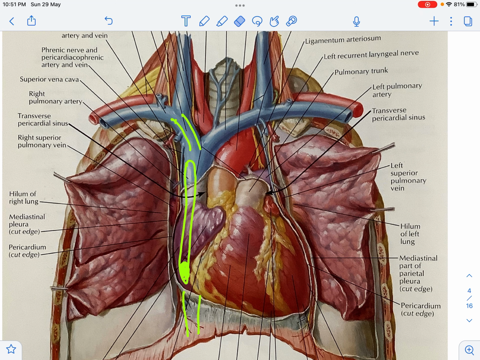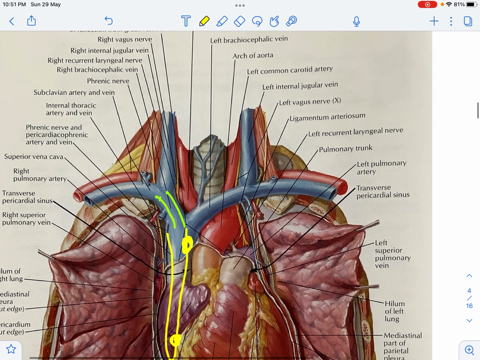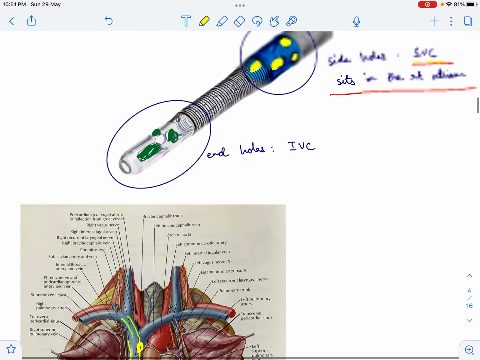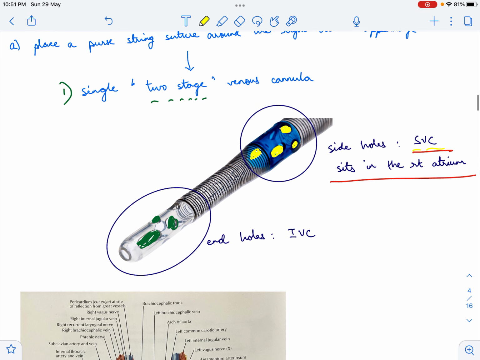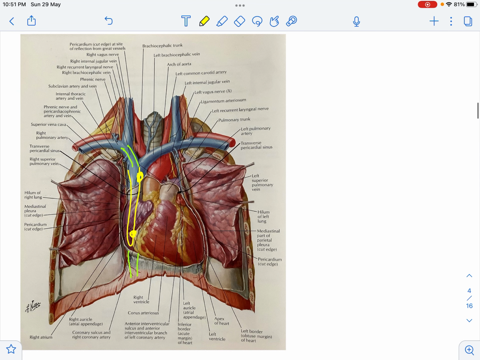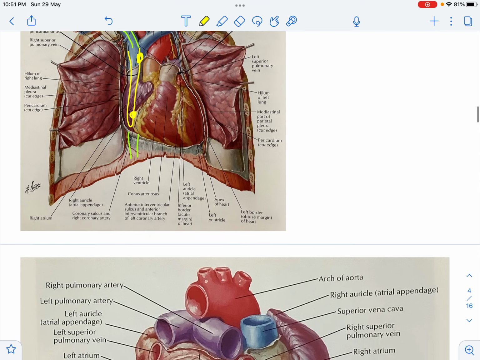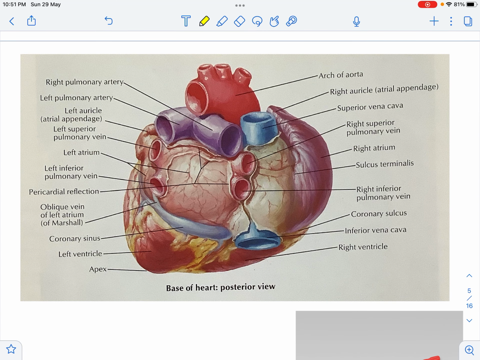I'll use a separate color, I'm sorry. This is the cannula. Here are the end holes, here are the side holes. So the end holes are for the inferior vena cava and the side holes are for the superior vena cava. The side holes, as I explained in this diagram, sit in the right atrium. This is just a posterior view of the heart to show you where the inferior vena cava enters the heart. So the cannula comes like this.